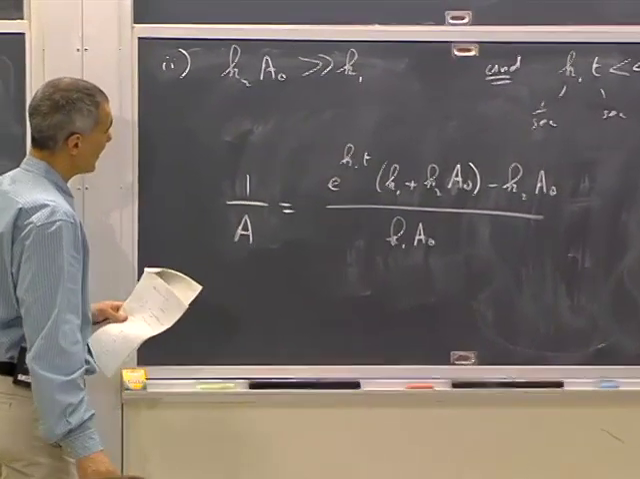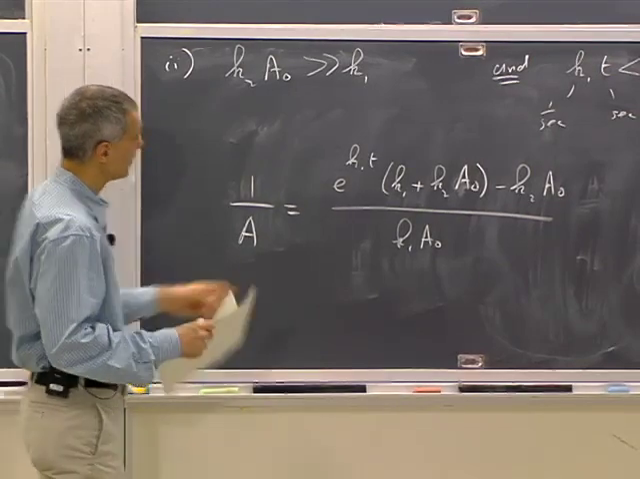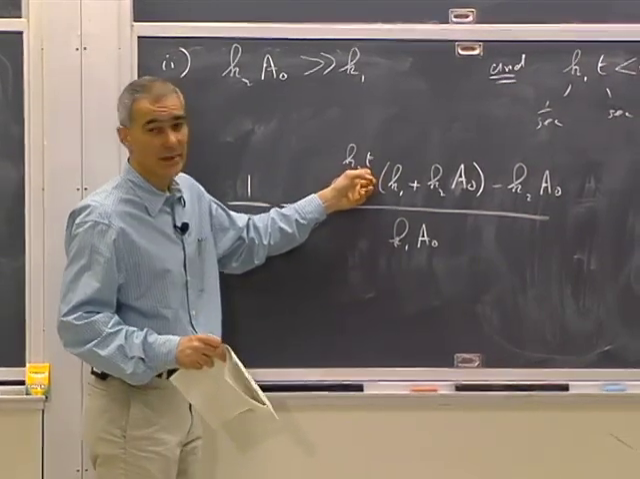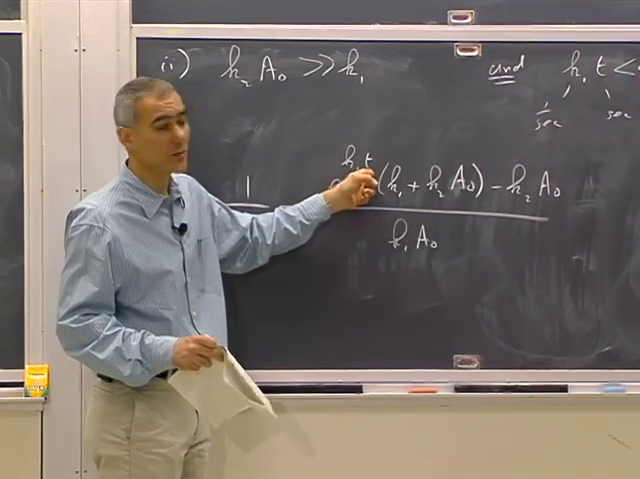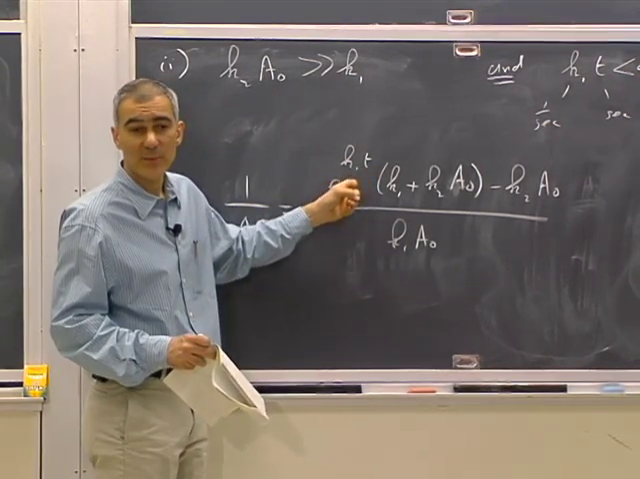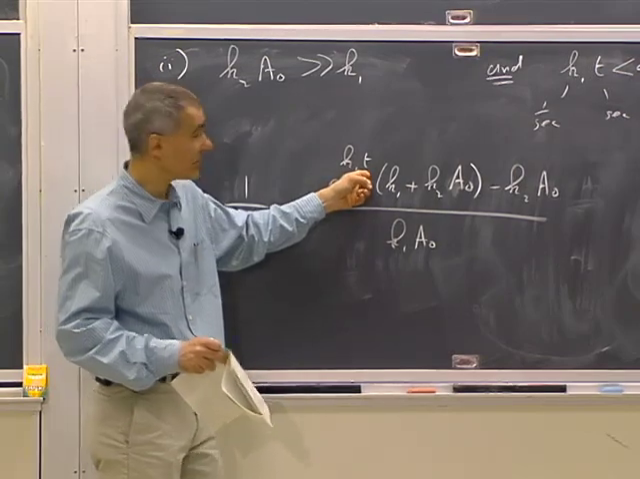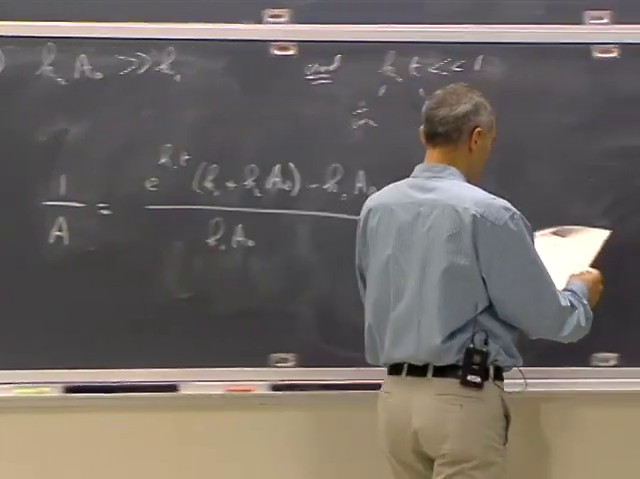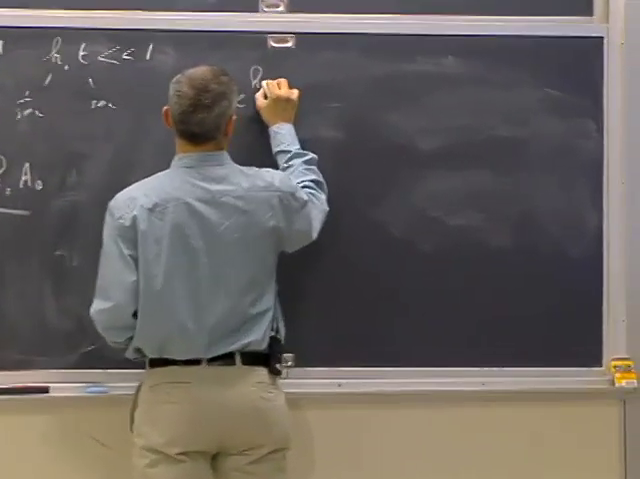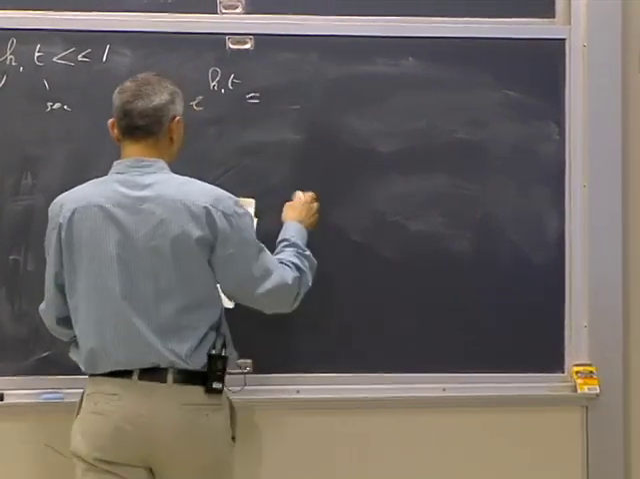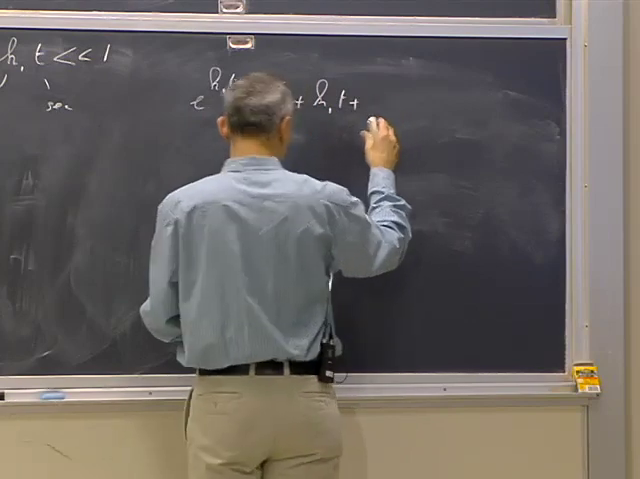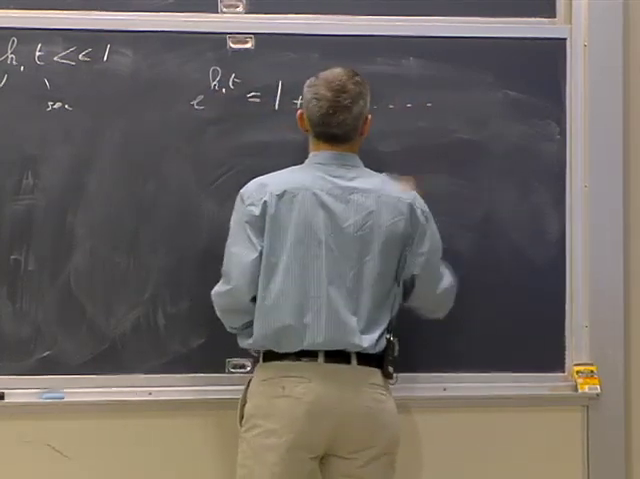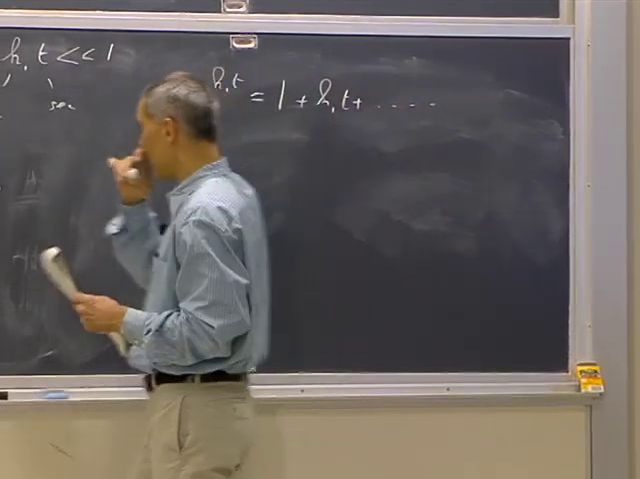So if we take the approximation that k1t is small, less than 1, then what that should trigger in your mind is that if you have e to the something that's small, you should use a Taylor series and expand this into a Taylor series. We're going to see this multiple times. So we take e to the k1t and expand it out as 1 plus k1t plus et cetera. We're going to keep the first order terms in there.